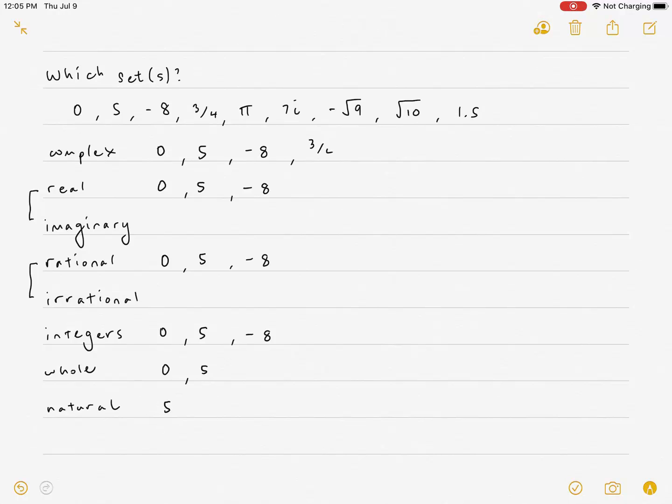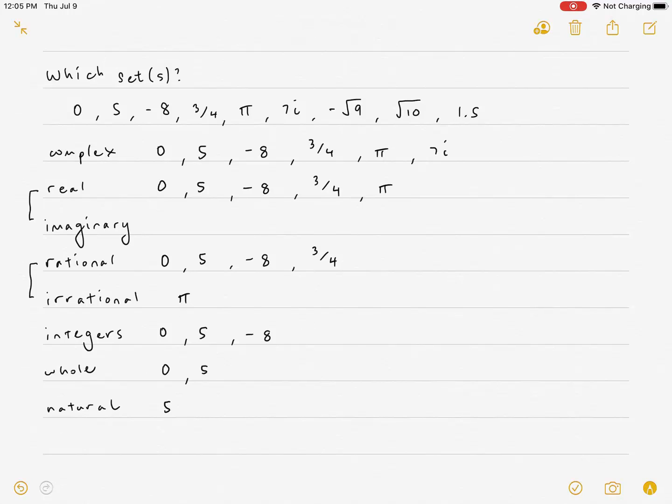3/4. 3/4 is a complex number. It's real. It's not imaginary. It is a rational number. It's already in the classic rational number form. It's a fraction. And that's all that it is. Pi. Pi is a complex number. It is real. And it is irrational. It's a decimal that goes on forever with no repeating pattern, cannot be changed into a fraction.